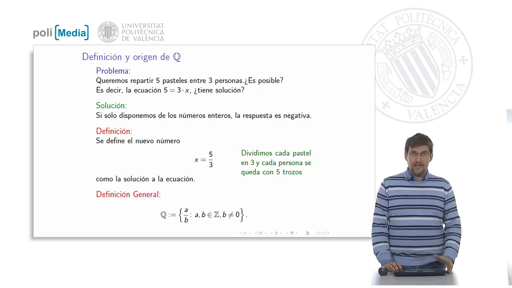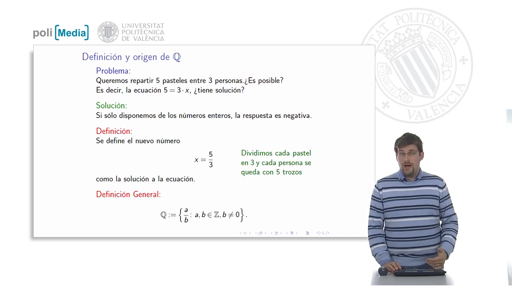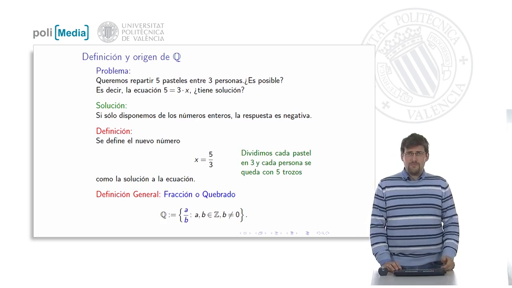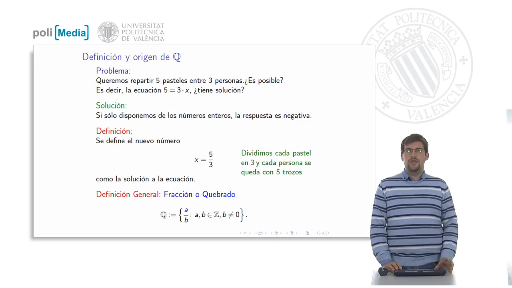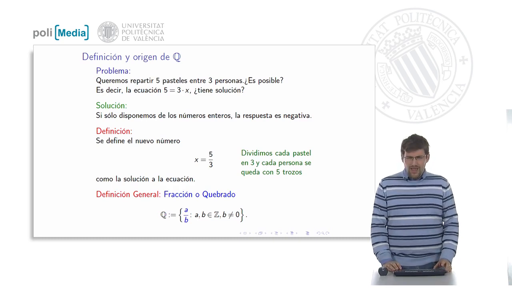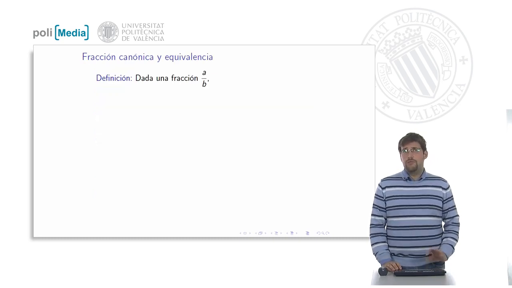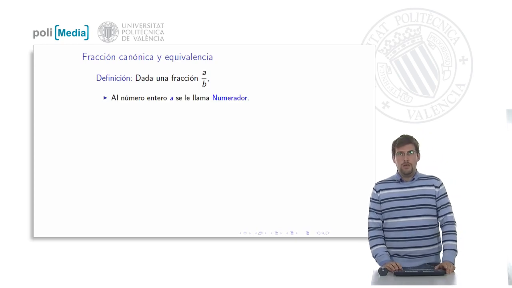In general, given 2 integers a and b, as long as b is not 0, we associate this number a divided by b. This number is called a fraction or fractional number. The collection of all these fractions is referred to as the set of rational numbers. But careful, this definition has a fundamental problem, and it's the following. Given the fraction a divided by b.